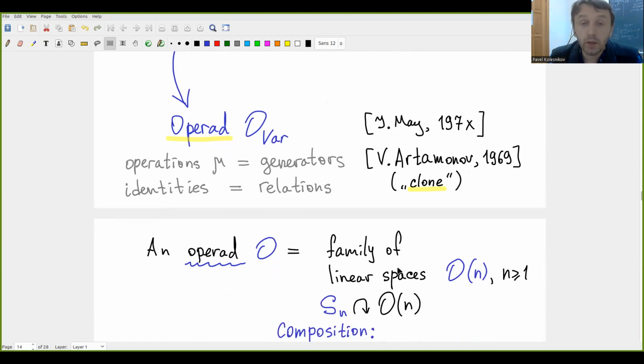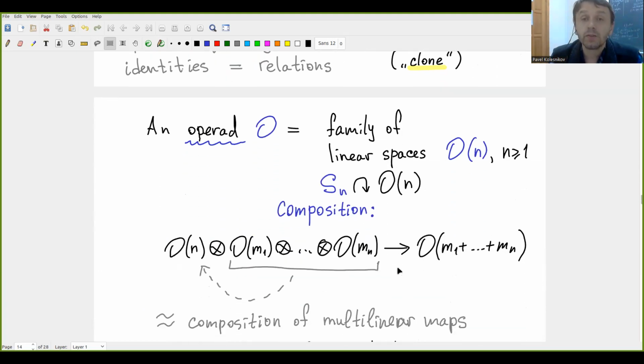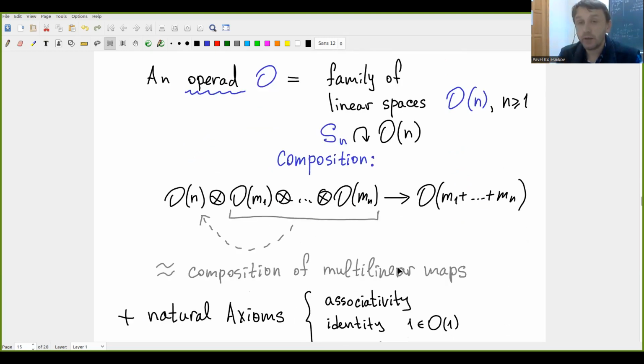Formally speaking, an operad is a family of linear spaces indexed by natural numbers. I am speaking about symmetric operads, so-called symmetric operads. Each of them is a symmetric module. The symmetric group acts linearly on this space. And this family of linear spaces is equipped with a composition rule.